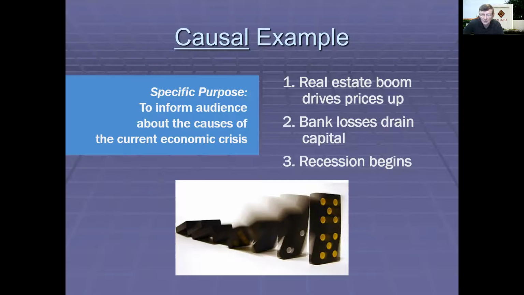They didn't read the fine print, or there was fine print that indicated that the interest rates would raise significantly. People walked away from them, foreclosures. And then, of course, the recession began. Okay, number one leads to number two leads to number three, a causal example.